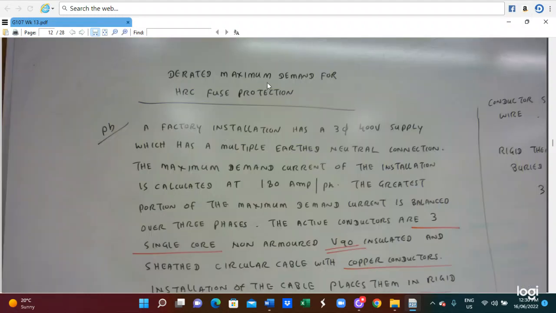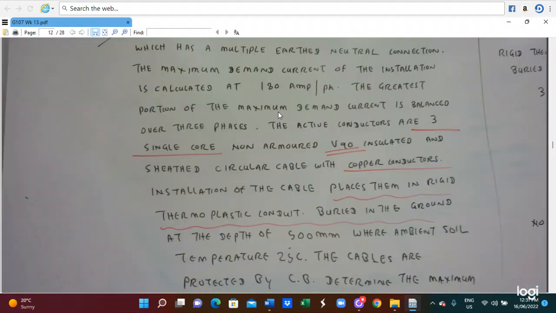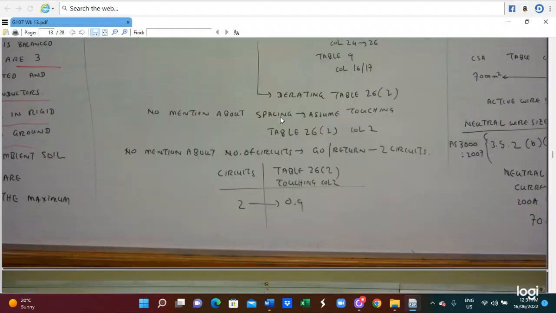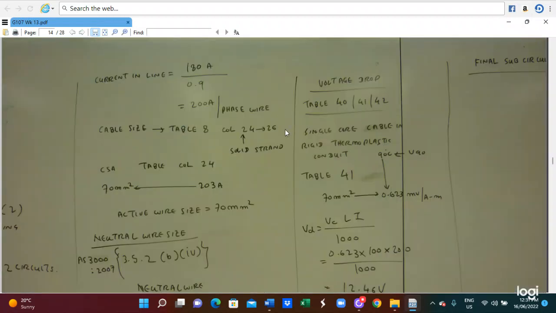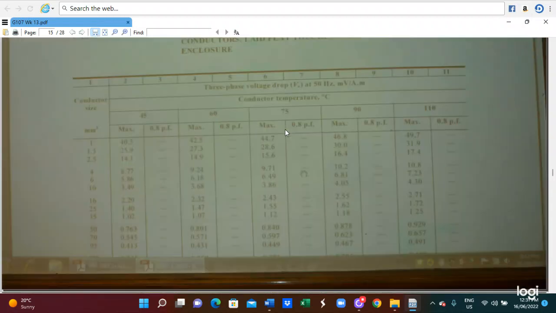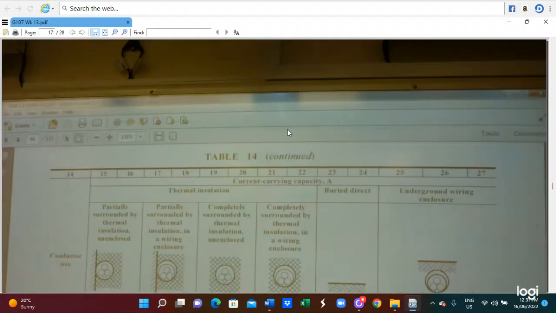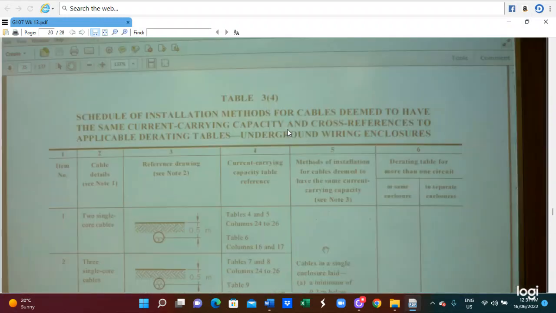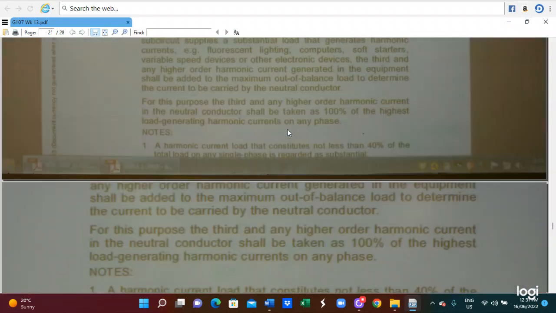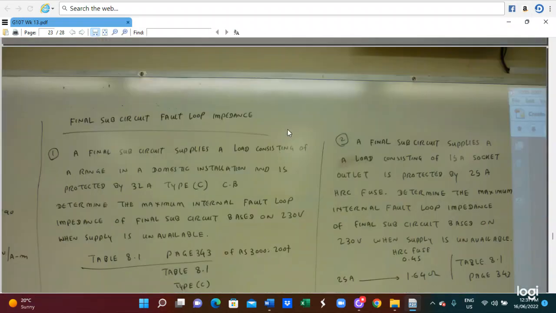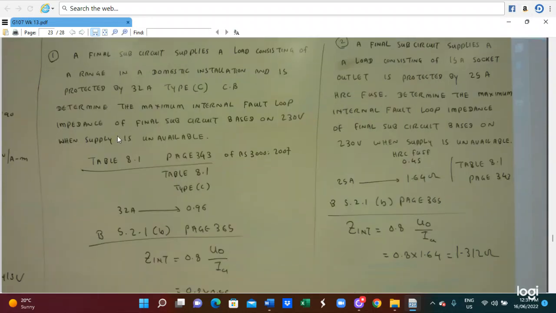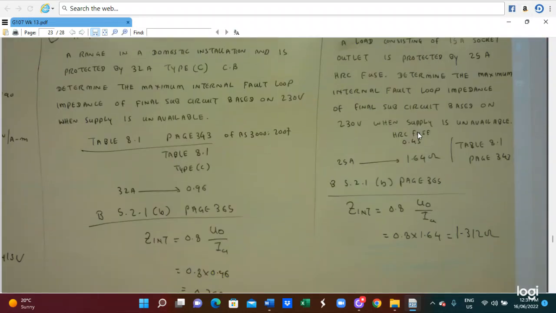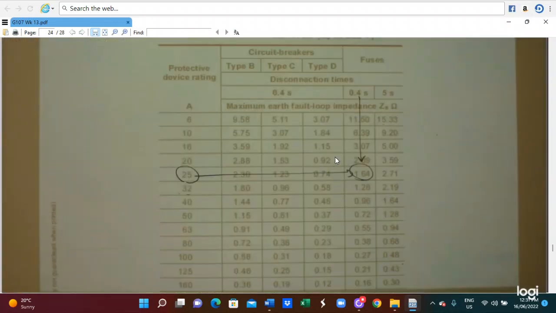This is the detailed maximum demand or HRC fuse rating. You have to read those calculations, and all the calculations that I expect, and the appropriate tables are here. This is the calculation with appropriate utilization of the AS3000 table. This is also the final circuit fault loop impedance. You can see those calculations here.